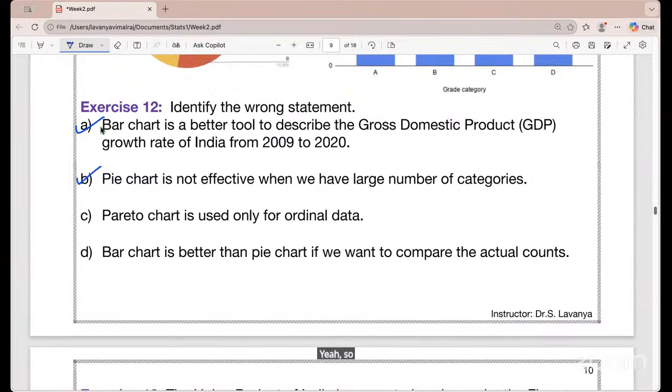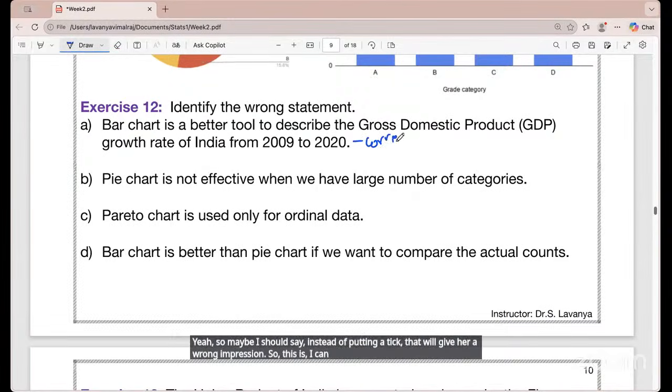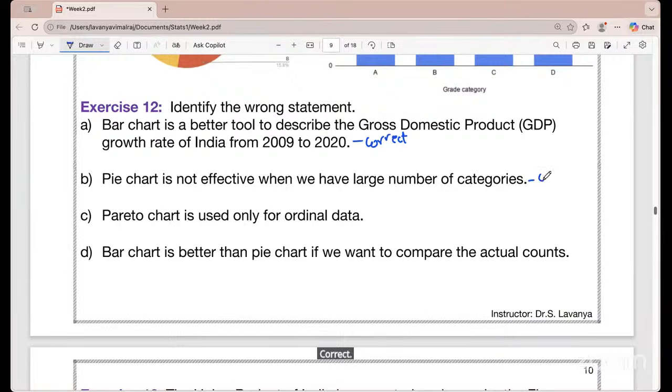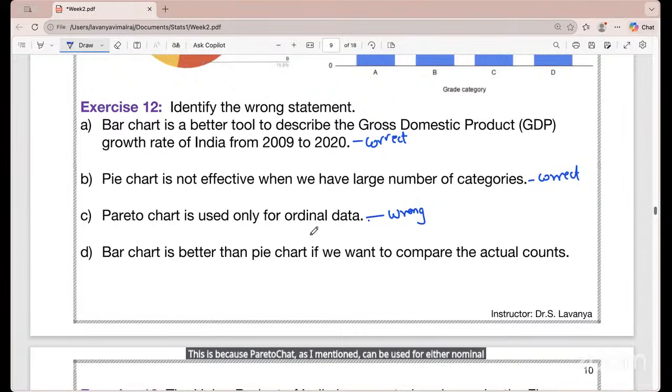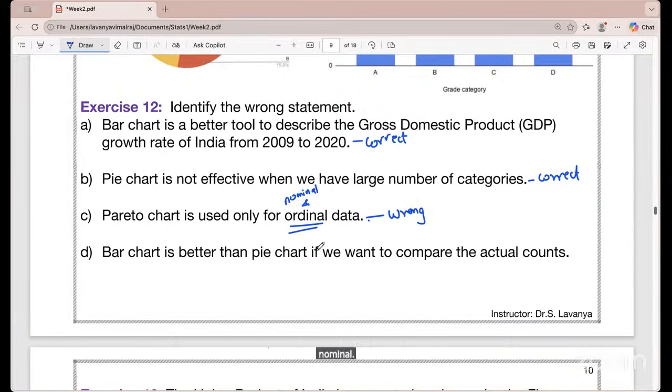Maybe I should say instead of putting a tick, that will give a wrong impression. So this is correct, and this is also correct. But this is wrong. Why is this wrong? This is because a Pareto chart, as I mentioned, can be used for either nominal or ordinal data. So it is not correct. It can be used for both nominal and ordinal.